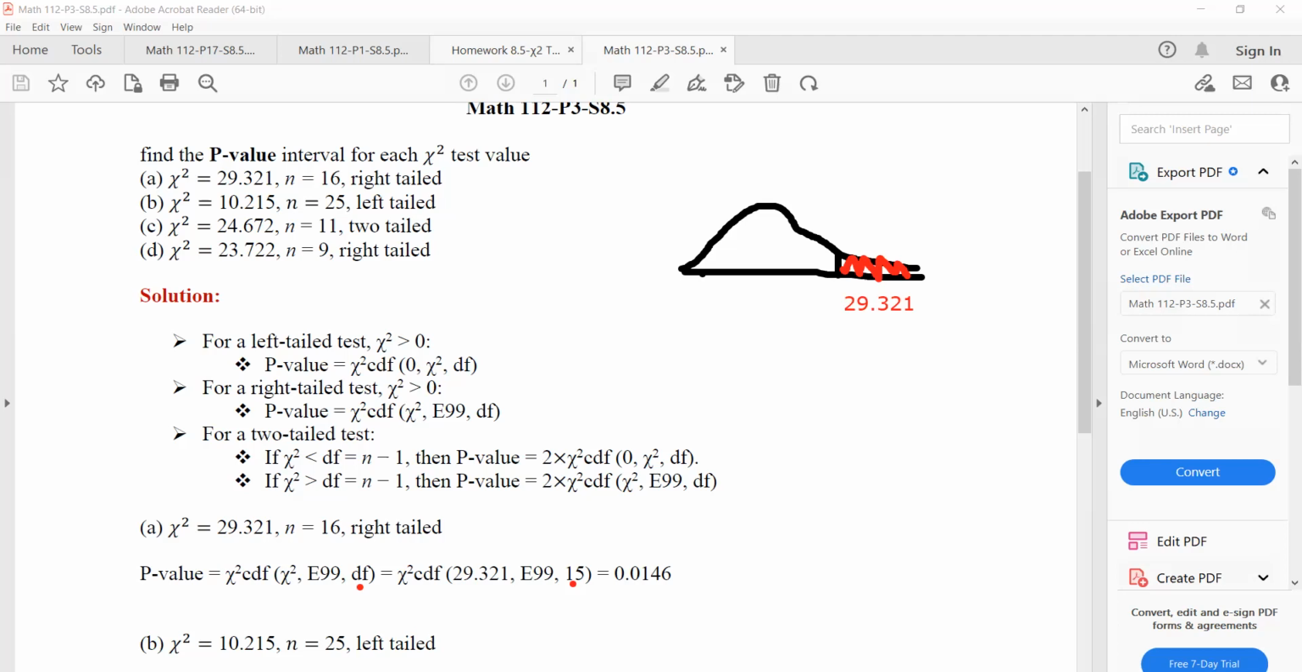So if you have... Oh, don't you mean the chi-square CDF? Yeah, chi-squared CDF. That's correct.